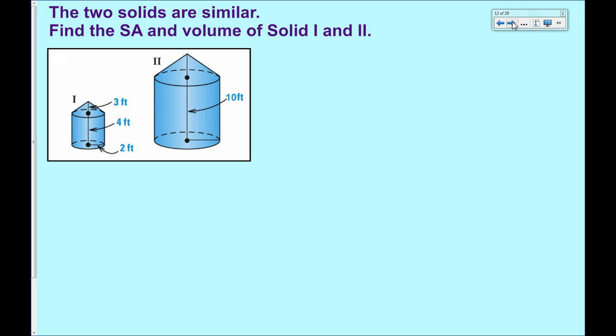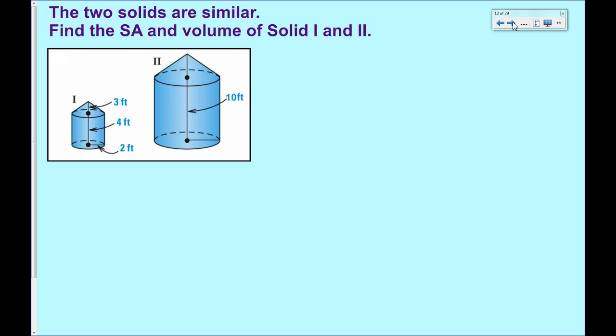Next is our first example. Take a moment to write down the drawing, all the labels and the directions for it. Alright, our goal here is to find the surface area and volume of both solid 1 and solid 2. You'll notice in the drawing that we know an awful lot about solid 1 in terms of its dimensions, but we don't know a lot about solid number 2.